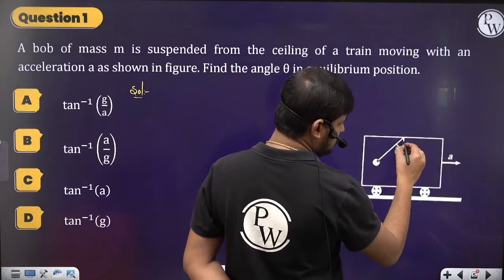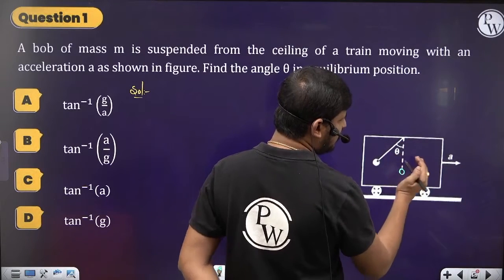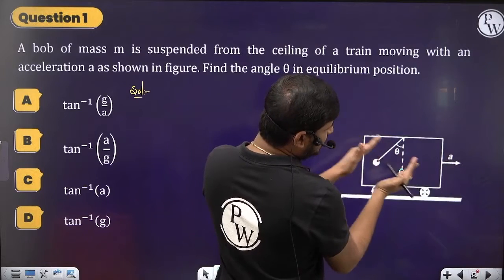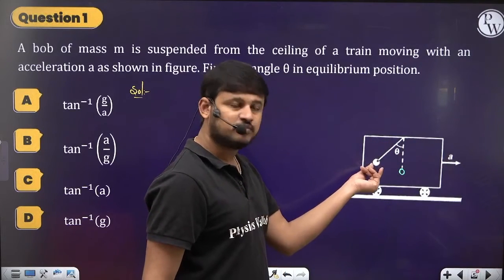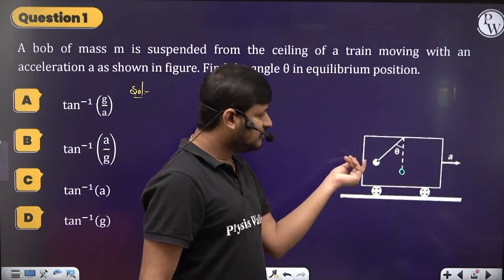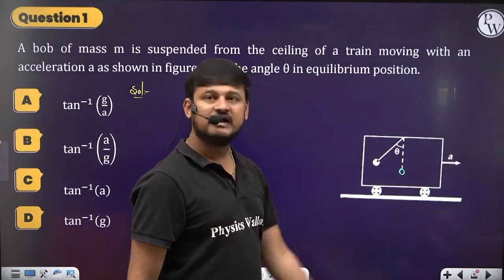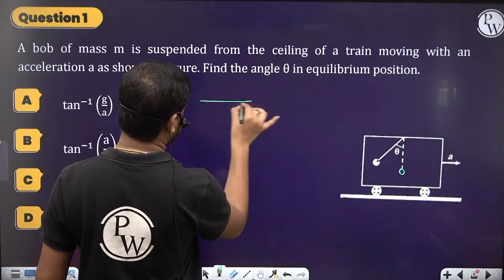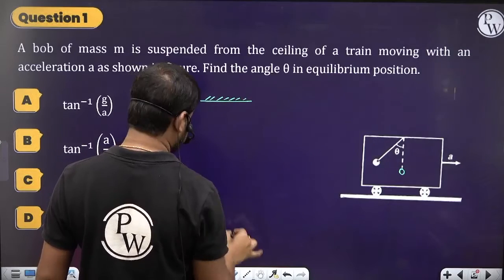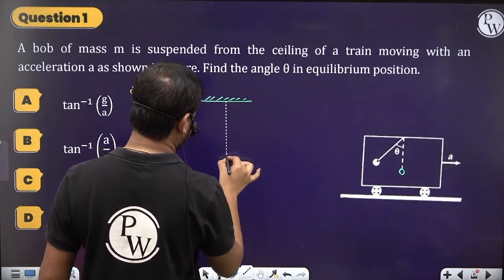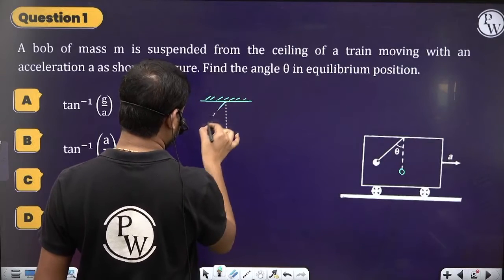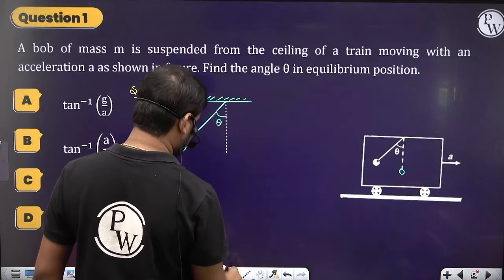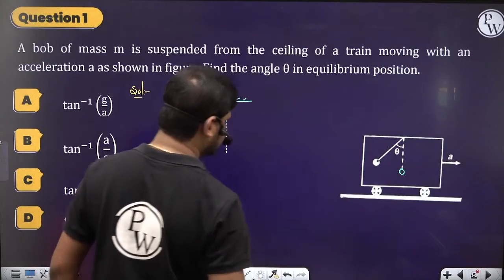Then here the bob of mass m is attached. Obviously when the acceleration is to the right side, this one will be tilted to the left. Yes or no? This bob and the rope string will be tilted to the left by an angle theta. This is clear. Now let me take this part. Actually it has to be like this, but with respect to the vertical it is tilted by an angle theta. Now let's draw the free body diagram and see what all the forces acting on it are.